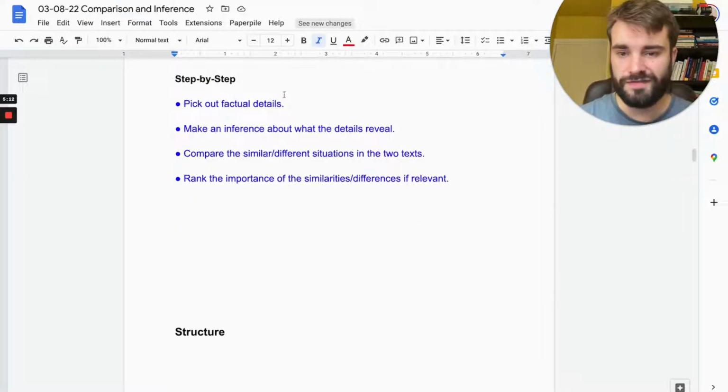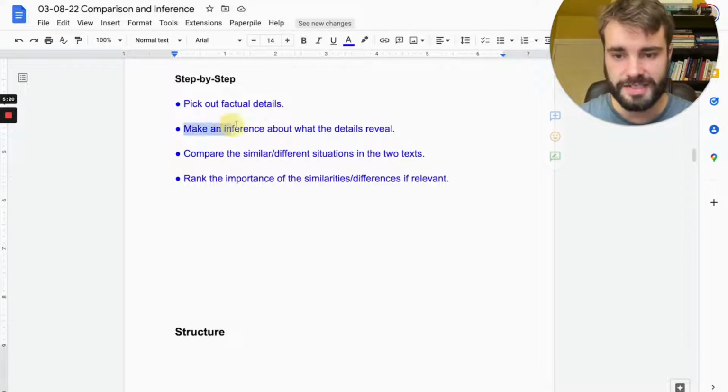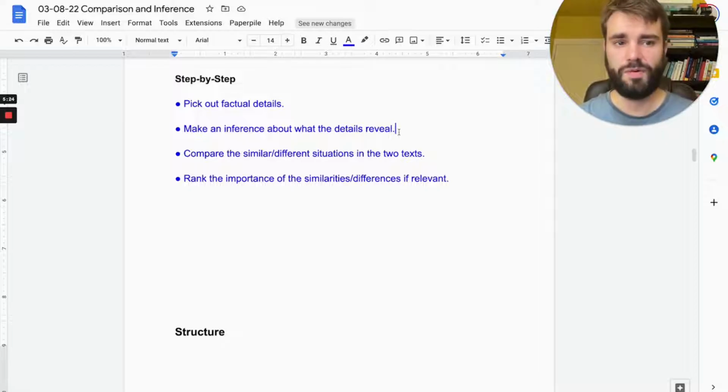So the first step is we're going to notice interesting details. The second step, this is when you are reading the text, so you can underline those interesting details. The second thing is to make an inference about what they reveal. So think, well, what does that mean? What can we work out from that?